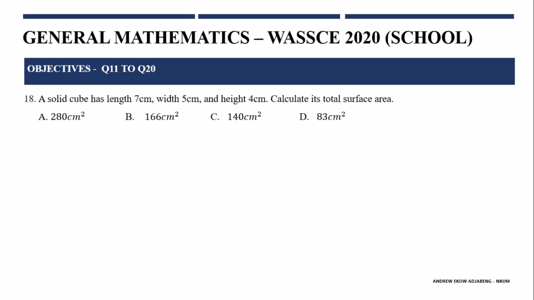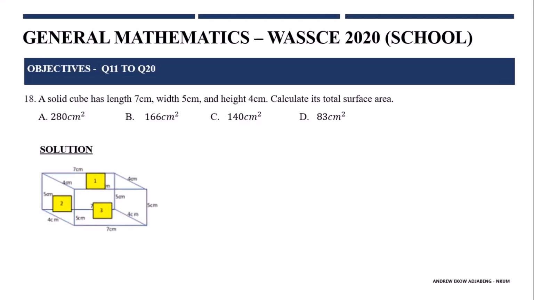Question 18. A solid cube has length 7 centimeters, width 5 centimeters, and height 4 centimeters. Calculate its total surface area. So these are our possible solutions. Let's look at the right solution.